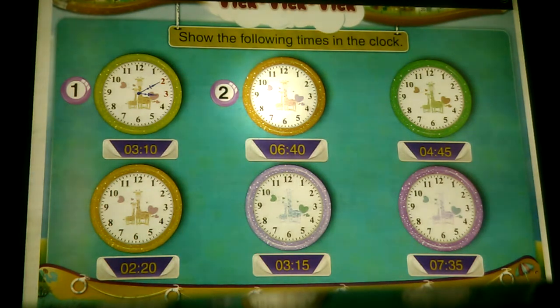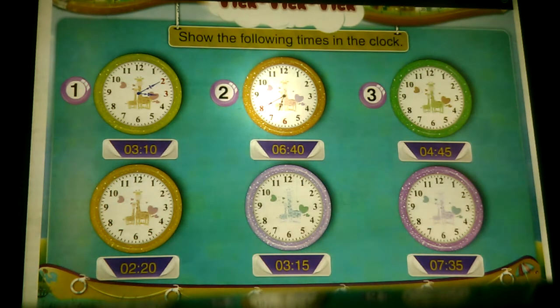So first, show the hour hand at 6 in this way. 40 minutes means 8 multiplied by 5 minutes. Show the minute hand on the clock, placing it on 8 after 12 in this manner. In the third clock, we have to show 4:45. So, show the hour hand at 4 in this way and the minute hand at 9 in this manner.